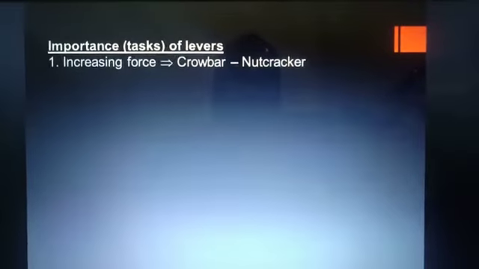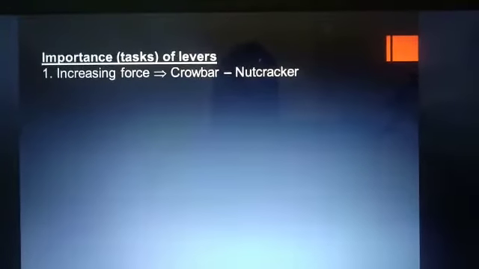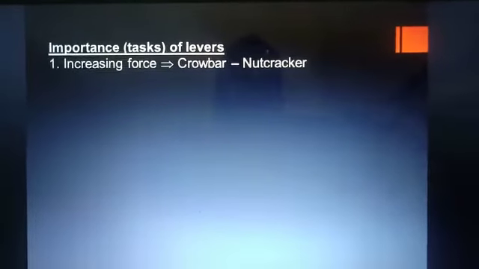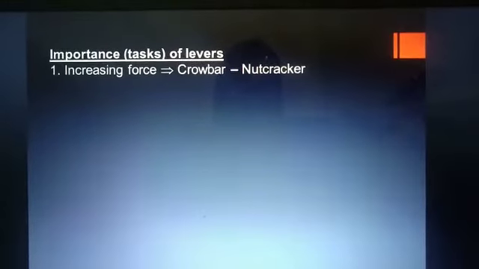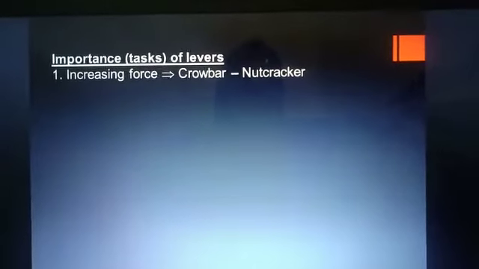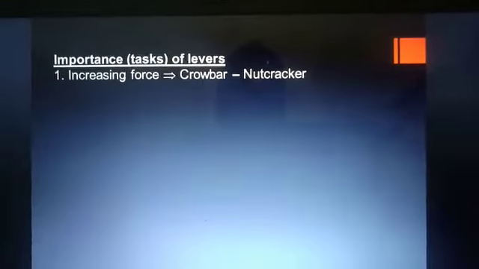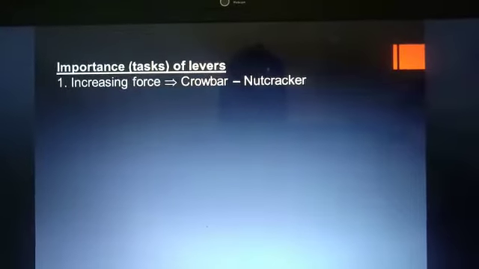Finally, a lever is a very important machine. And what is the importance of levers? 1. Increasing force. For example, a crowbar. How? If I want to lift a rock from one place to another, I can't lift it by my hand. So I need something that increases my force to move this rock. So I use what? A crowbar. So a crowbar is a lever because it increases my force.